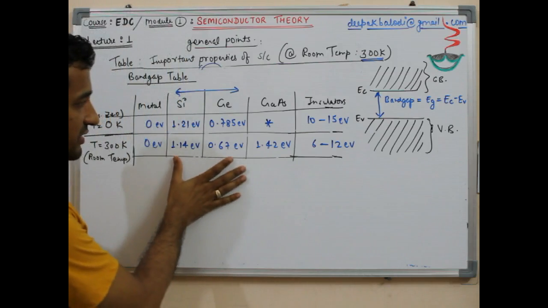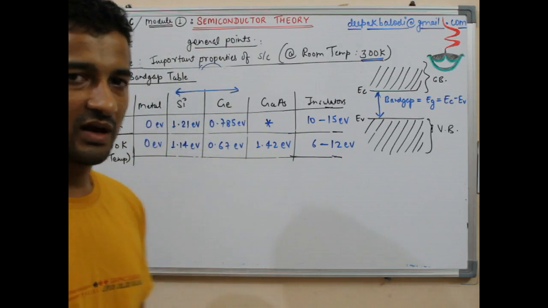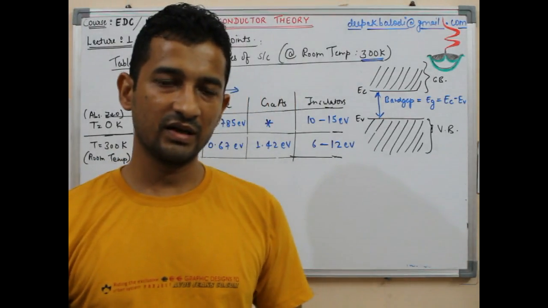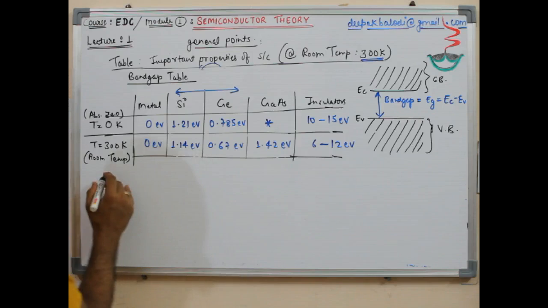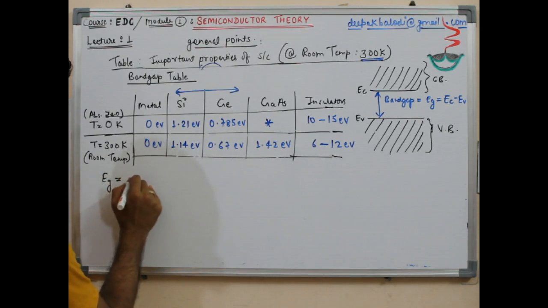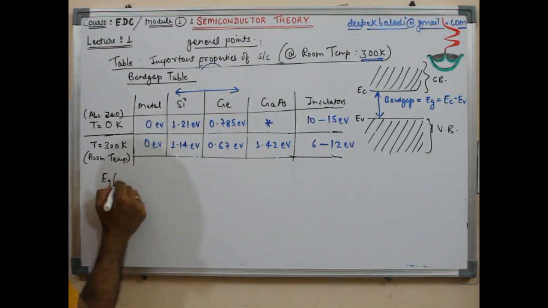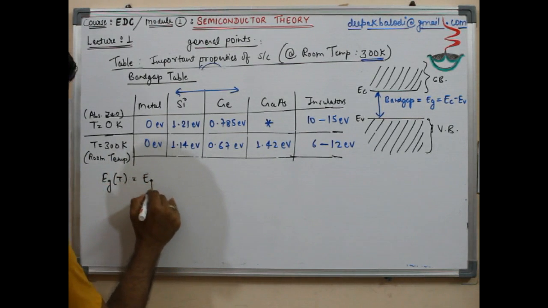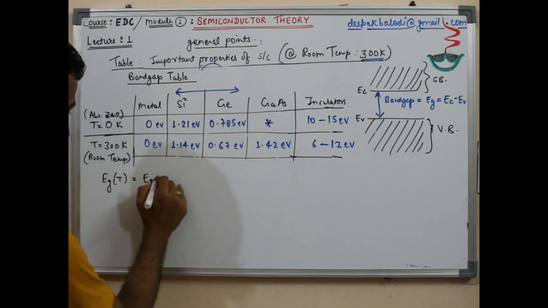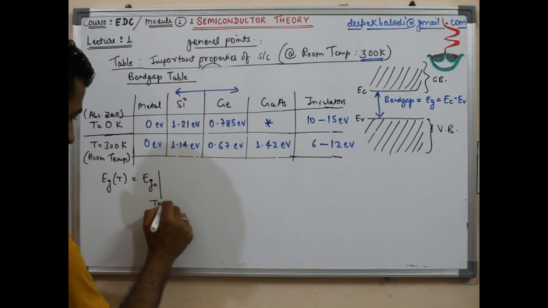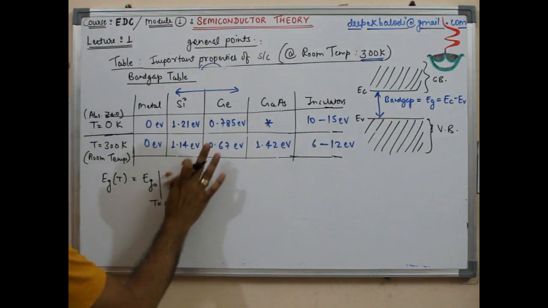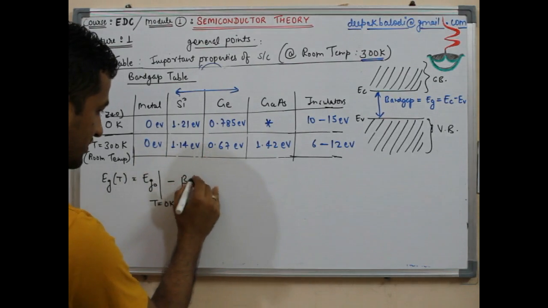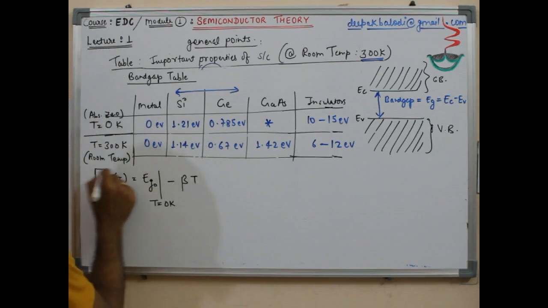But if you see this from this table, as well as from the relation I'm going to write, it becomes clear that band gap is a function of temperature. How is it a function of temperature? Let's see. The band gap at any present temperature T is E_G0, that means the value at T equals 0 Kelvin, minus a constant beta times T.